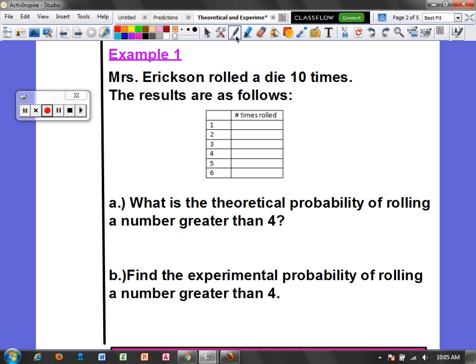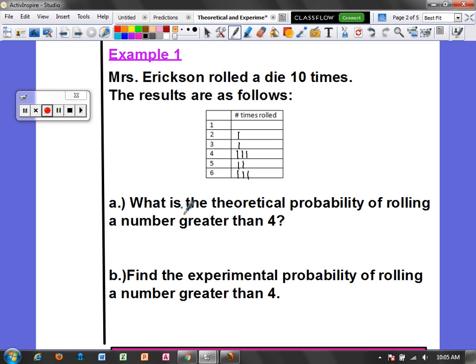Okay, so I'm going to go ahead and fill in the results on my table. So it actually never landed on 1. It landed on 2 one time. It landed on 3 one time. It landed on 4 3 times. It landed on 5 twice. And it landed on 6 3 times.